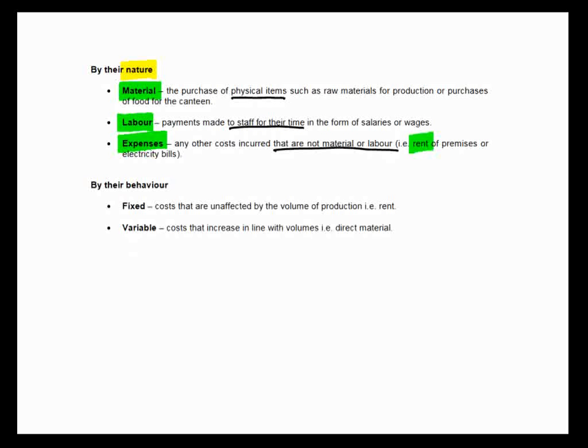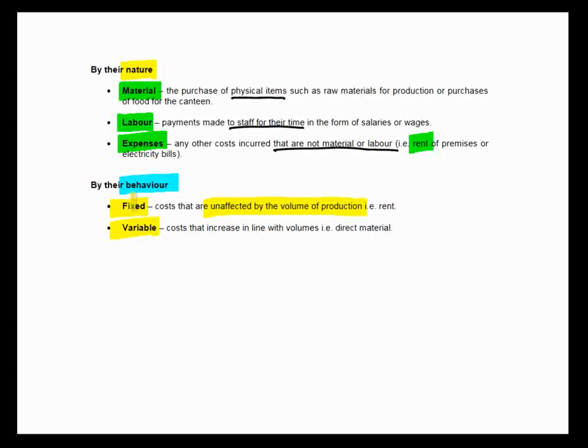And we can even categorize costs by their behaviour. And there are two cost behaviours we'll actually look at in a little bit more detail later in this syllabus. We've got fixed costs and we've got variable costs. Now, whether a cost is fixed or variable is to do with whether it changes if you increase the volume of production. Fixed costs do not change, so they are unaffected by the volume of production.